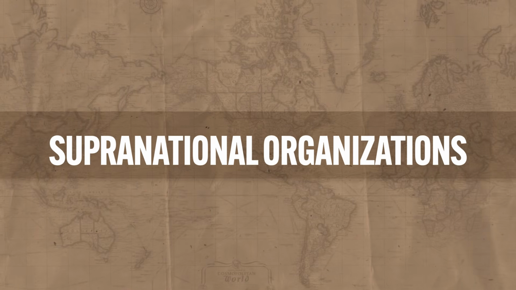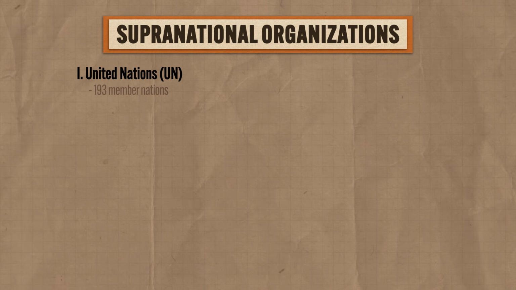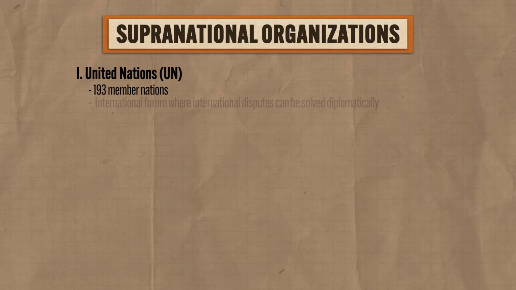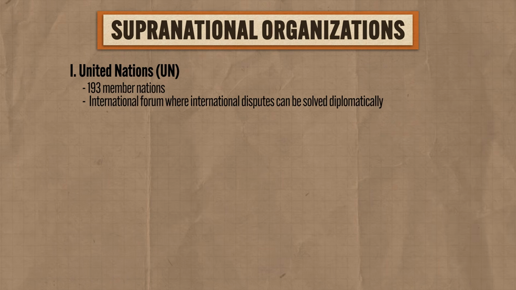Okay, and finally, let me introduce you to 6 of these organizations that you have to know by name. First, the United Nations, which as of this recording has 193 member nations, which is basically almost every dang country on the planet. Basically, the UN is an international forum where disputes between countries can be solved diplomatically rather than with war. In other words, it's a place where countries can hug it out instead of shooting it out. Additionally, they have programs focusing on upholding human rights and economic development throughout the world.